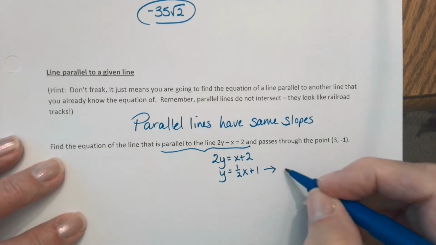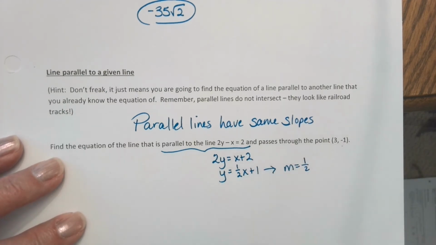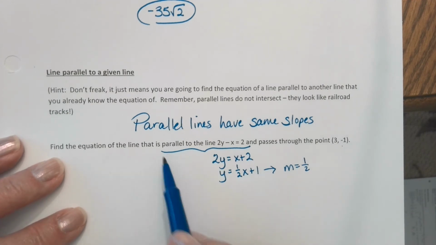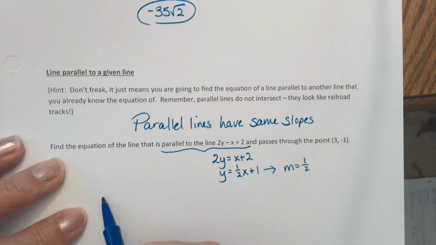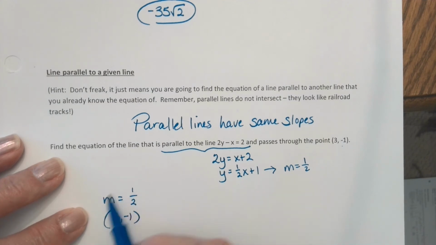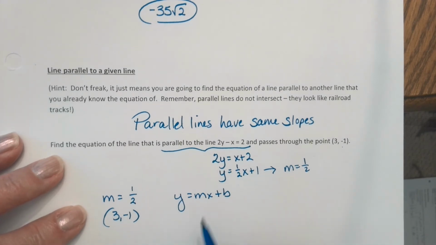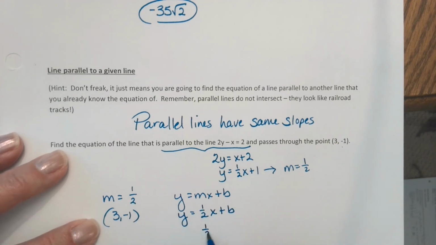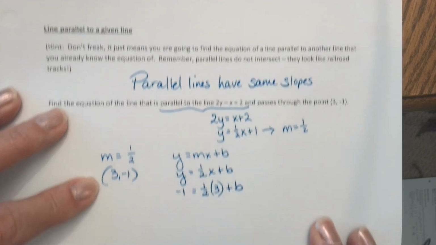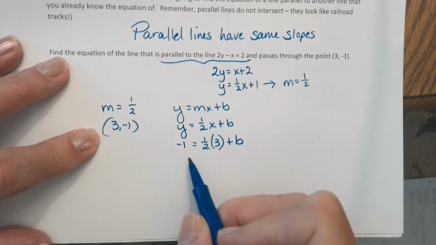So that tells me my slope is 1/2 for this line right here. Now I want the equation of a line parallel to that. So my parallel line, I'll also use 1/2, but it says it also passes through this point, 3, -1. So now I have this, and I can start plugging it in to find the equation of my line. The first thing I do is plug in m. The next thing I do is plug in the point. So x is 3, y is -1. Then I'm going to solve this to find b.